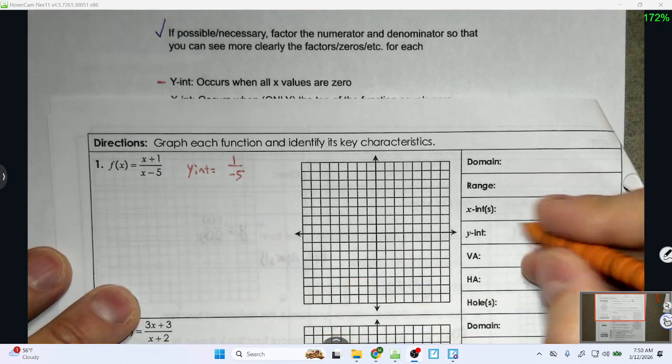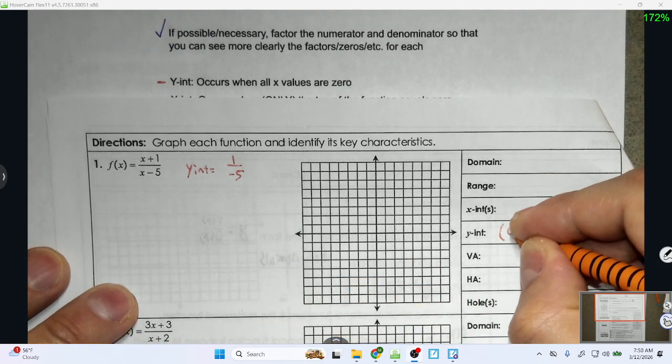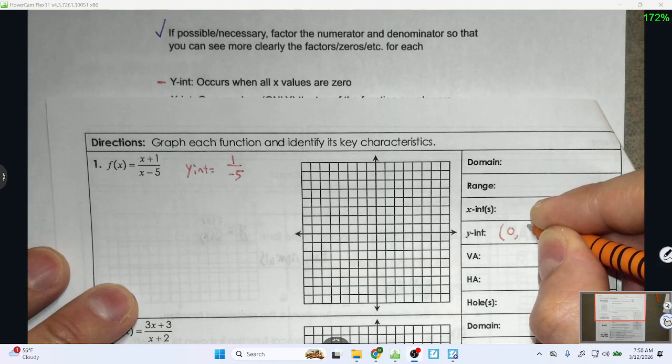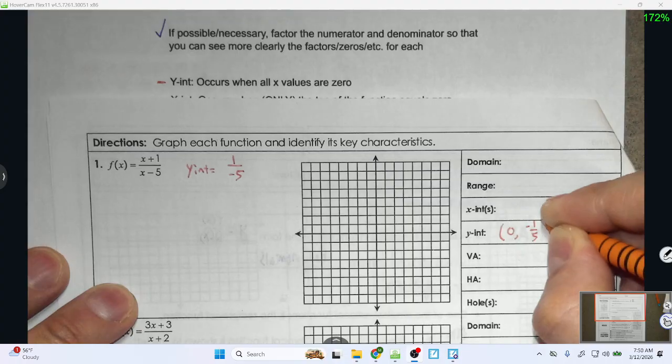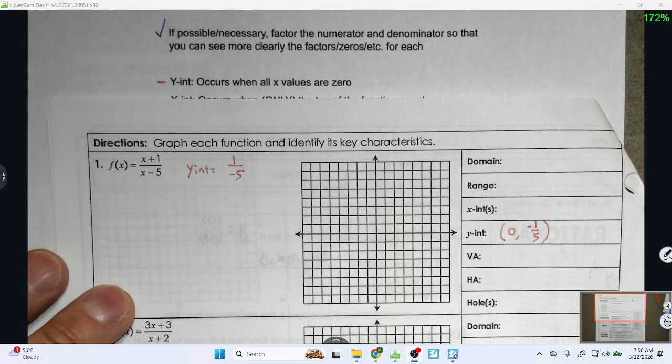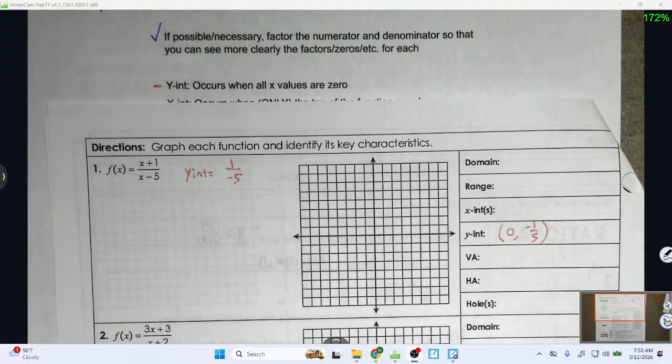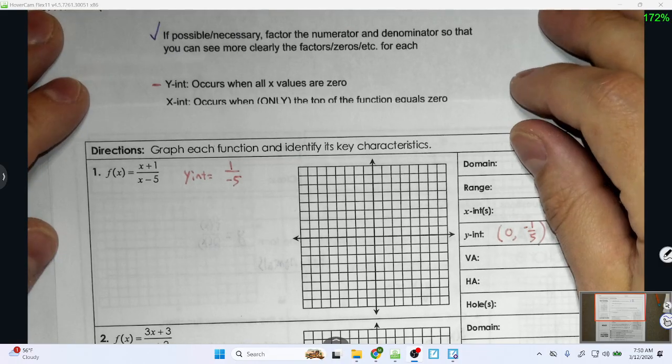So we'll just go over here, and when x is 0, y is negative 1 over 5, or 1 over negative 5. That's it. That's the y-intercept. Plug in 0 for x, get the y-intercept. Okay, how do we find the x-intercept?